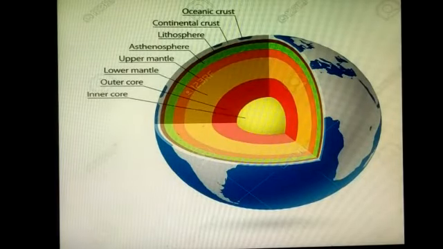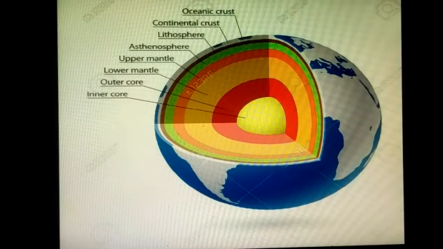The next part is the mantle. The mantle is the next layer beneath the crust, and it is separated from the crust by a boundary called the Mohorovičić discontinuity. The mantle is divided into two parts: upper mantle and lower mantle. The upper mantle has a density of 3.4 to 4.4 gram per centimeter cube, and the lower mantle has a density of 4.4 to 5.5 gram per centimeter cube.